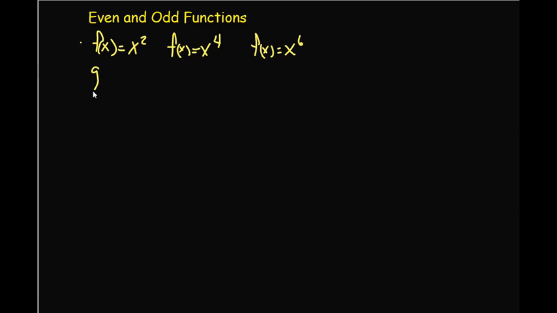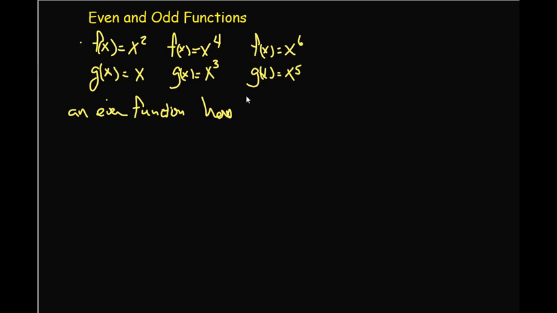On the other hand, odd, for example, g of x equals x is called odd. Another example, g of x equals x cubed, or g of x equals x to the fifth. Okay, so what do we mean by even and odd? An even function has the property that f of x is equal to f of negative x.